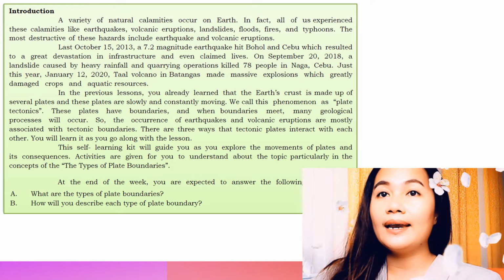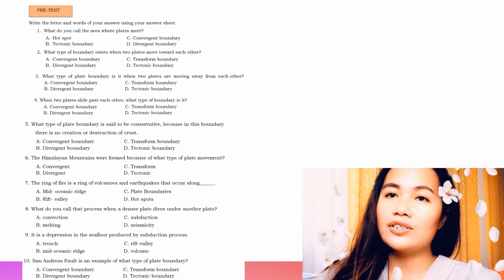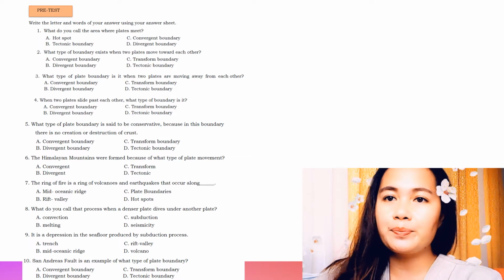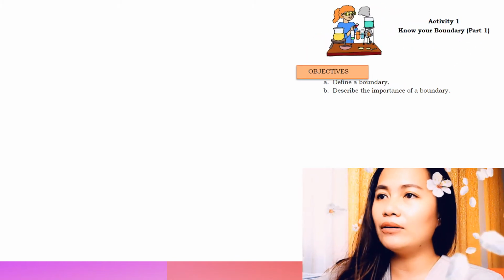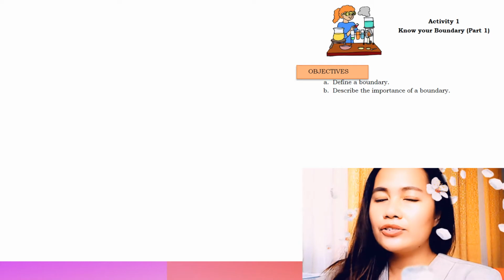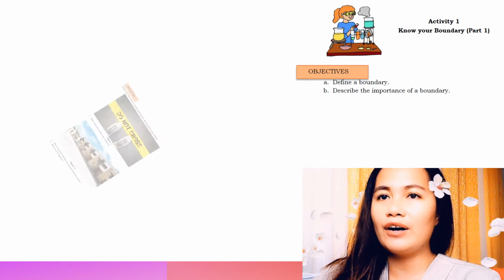Let us begin this module with a pretest. You are going to answer a 10-item multiple choice pretest. After the pretest is activity number 1 entitled Know Your Boundary Part 1. So you will define a boundary and describe the importance of a boundary.